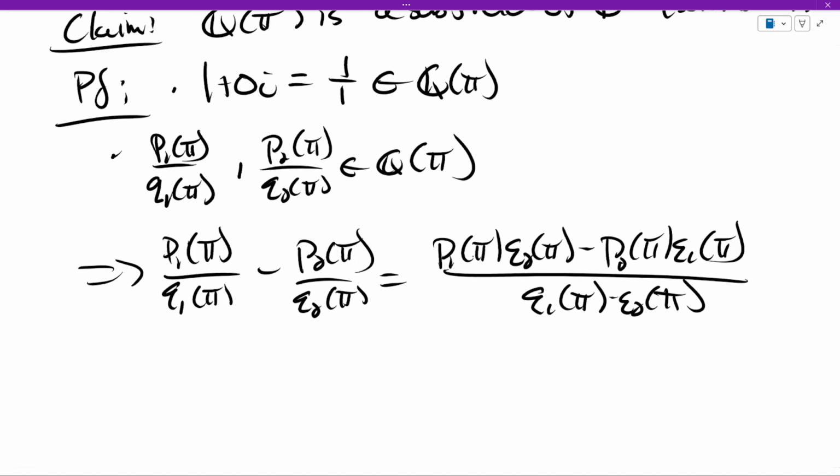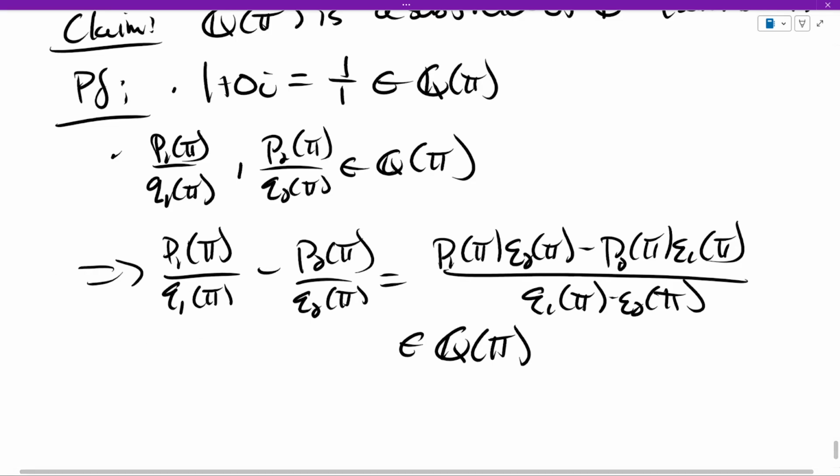And the numerator is a difference of products of polynomials in pi, so it's still a polynomial in pi, because polynomials in pi are a subring. And the denominator is a product of polynomials in pi, so it's still a polynomial in pi. Polynomial in pi is kind of a tongue twister for me. I feel like if I said that 10 times, it would lose its meaning. Okay, so it's closed under subtraction.